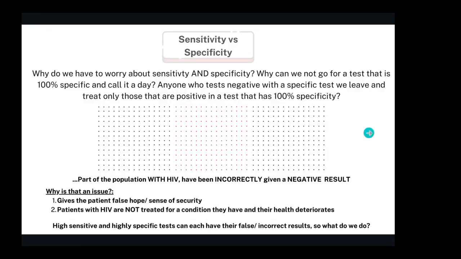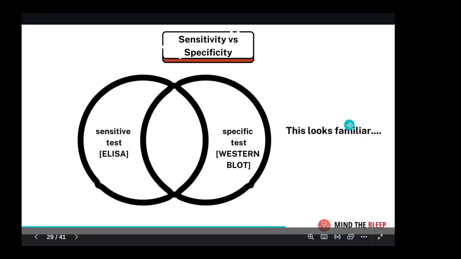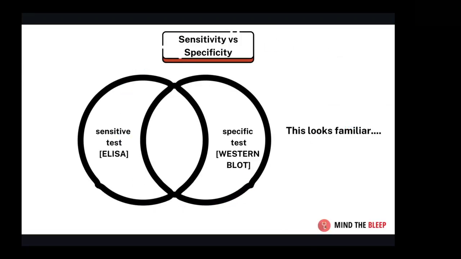Which is why, in this next part, I explain that if you have tests that are highly sensitive and highly specific, the best thing to do would be to combine the two. Usually, in patients we're testing for HIV, we will start with a highly sensitive test, which means this test will be able to take into account as many people as possible who are truly HIV positive and give them a positive result. But that means that there are people who don't have HIV who may have a false positive test.